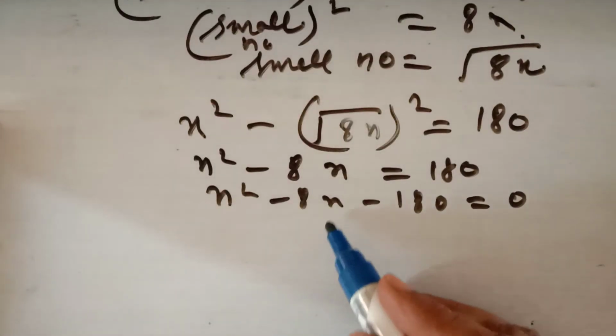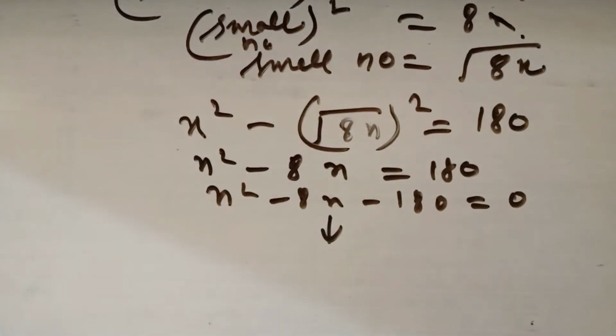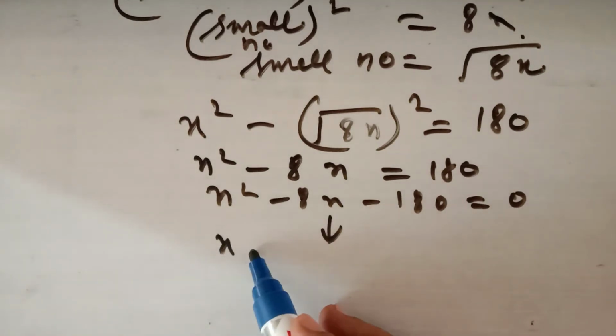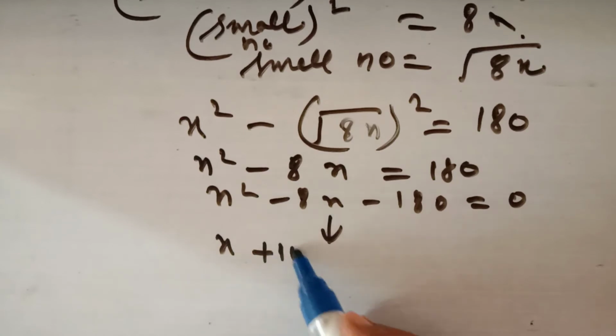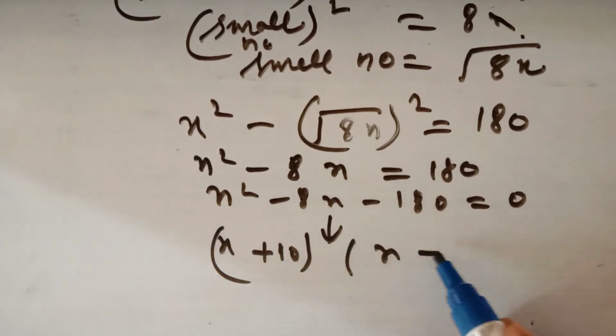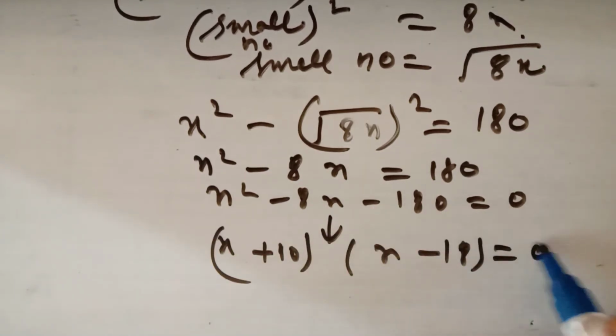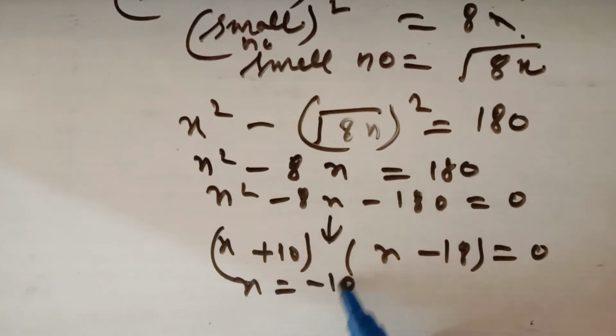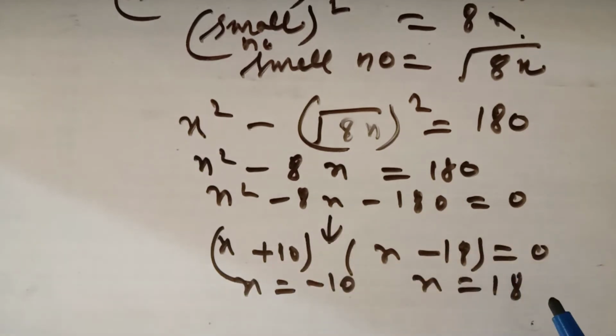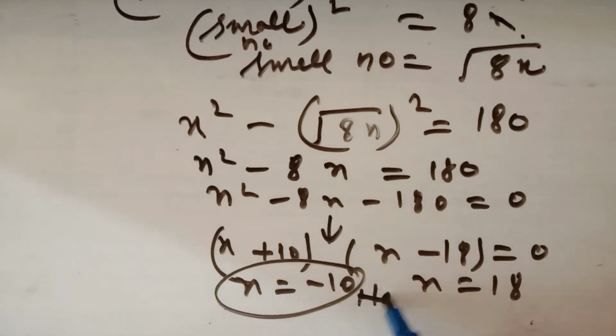Again, you solve it. I am doing it by splitting the middle term. You can solve it by using the quadratic equation formula. So x is equal to minus 10, x is equal to 18. Now minus 10 is not possible because then this will become not defined.